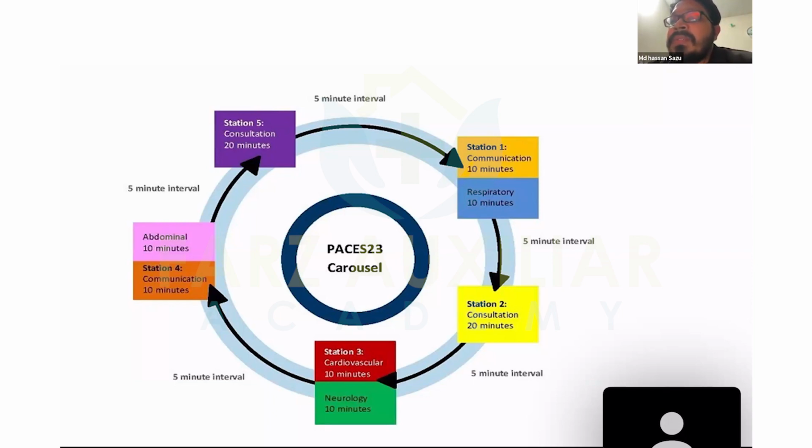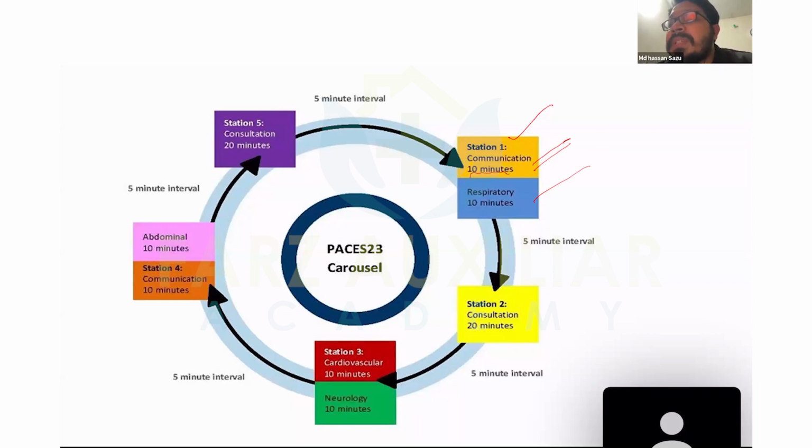So let us start with station 1. In station 1, there is one communication and one respiratory. So what is communication? This is something that you need to go for. I will describe it in detail in further slides, but right now I am just giving you some impressions about these scenarios. In the communication, you will face directly a patient with a scenario, or there will be a surrogate of the patient. It will be fully dependent on the situation of the scenarios.